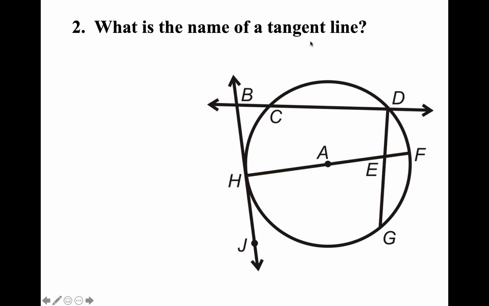What is the name of a tangent line? So remember that means it's intersecting the circle at one point, so that would be this line here. And the name of this line, you only use two letters when naming a line, so we could call it line BH or line BJ or line HJ. It's up to you. I named it BH.